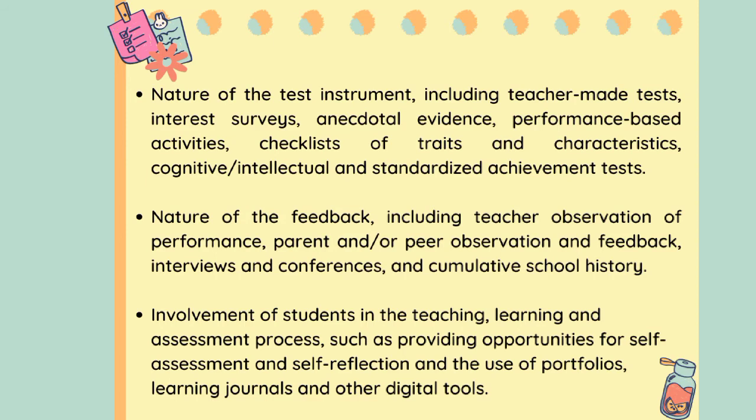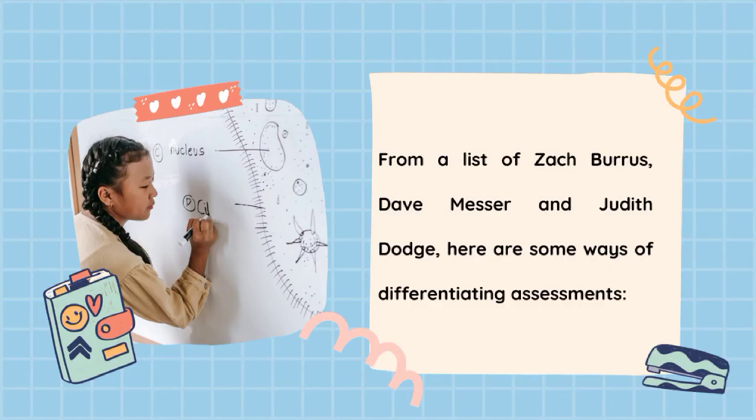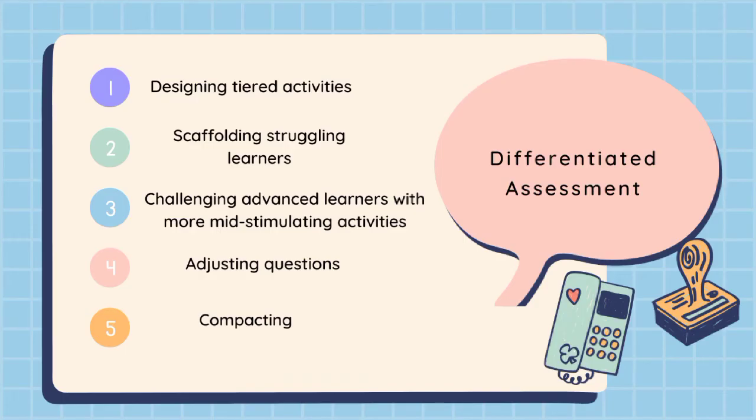teacher-made tests, interest surveys, anecdotal evidence, performance-based activities, checklist of traits and characteristics, cognitive, intellectual, and standardized achievement tests. From the list of Zach Burris, Dave Messer, and Judith Dodge, here are some ways of differentiating assessments. First is designing tiered activities. This is an instructional practice that allows students the opportunity to journey toward their grade level standard.